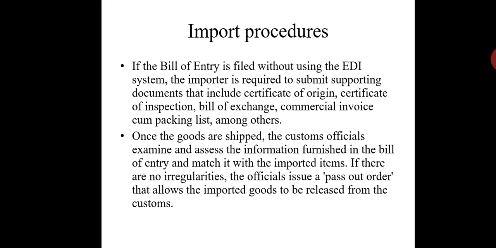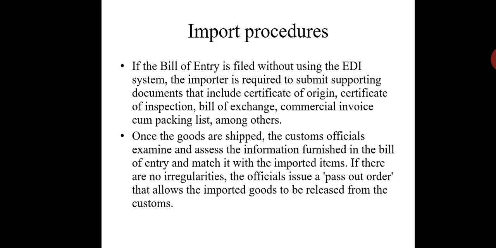Next, if the bill of entry is filed without using the EDI system, the importer is required to submit supporting documents that include certificate of origin, certificate of inspection, bill of exchange, commercial invoice, packing list, among others. If you are not using EDI, then you have to give other documents also with the bill of entry. What other documents are required? Certificate of origin. Certificate of origin means what? The goods that you are importing from another country originated there, were manufactured there.